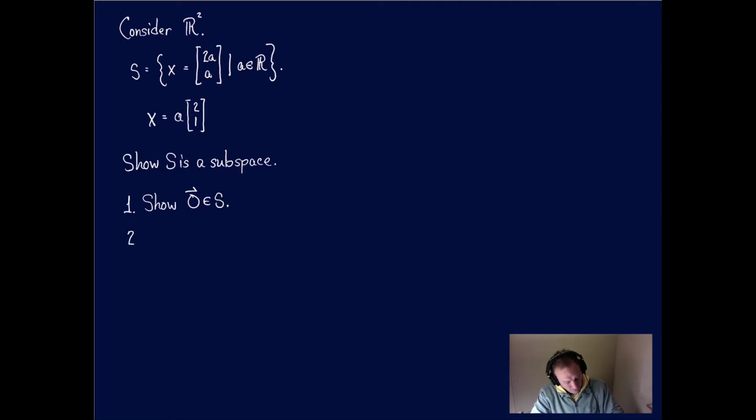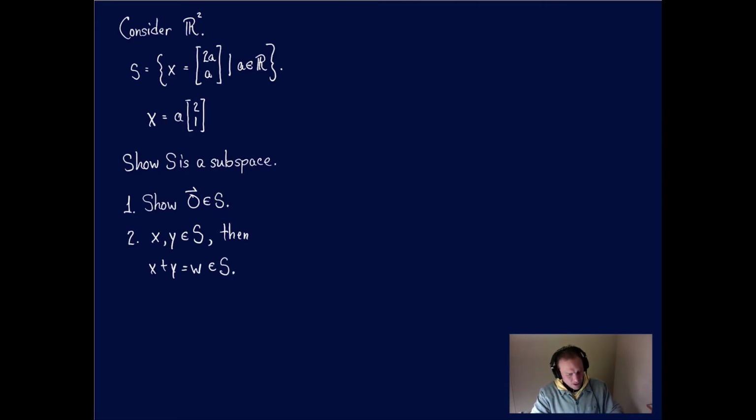2. I have to show you that if I take a vector x and a vector y, where both of these vectors are in the subspace, then x plus y, who knows, maybe it's the vector w. Well, w is also in the subspace.